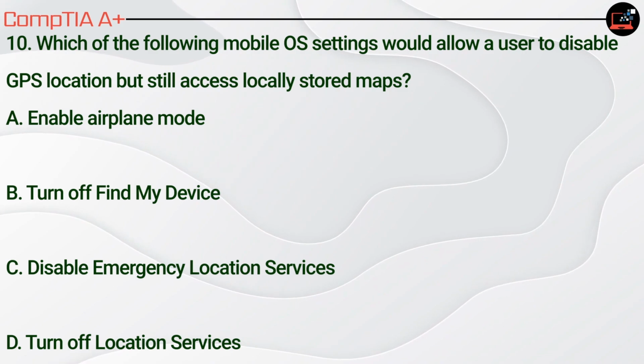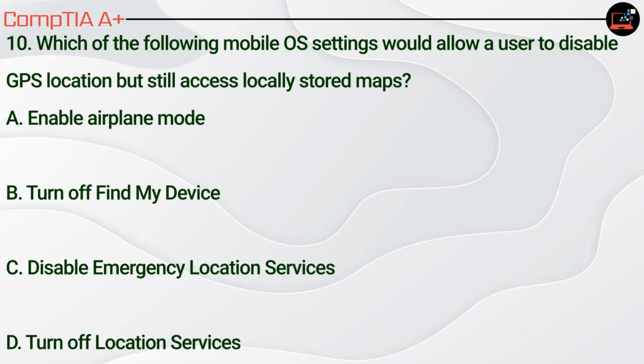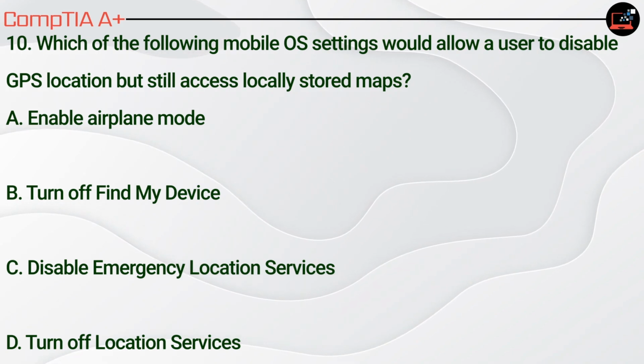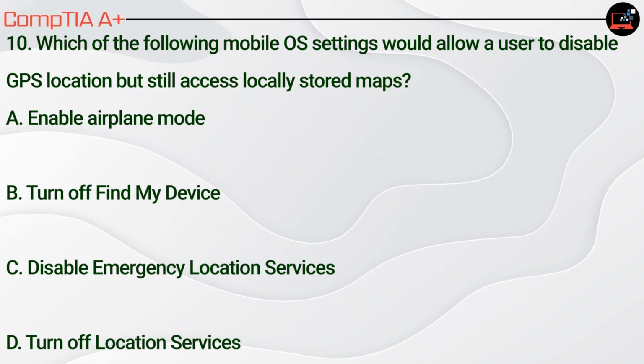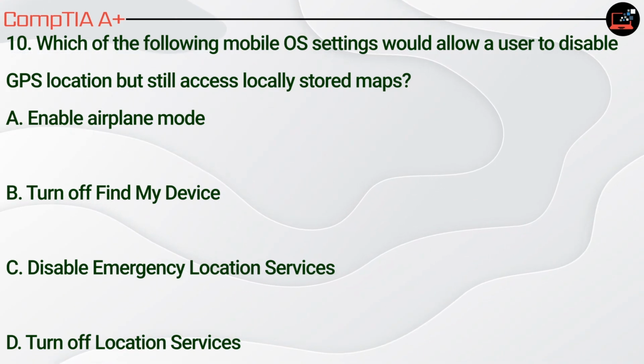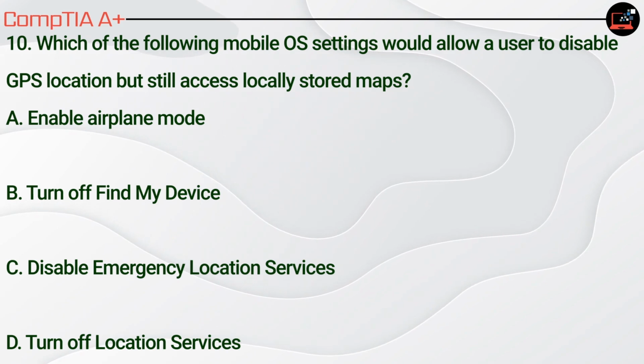Which of the following mobile OS settings would allow a user to disable GPS location but still access locally stored maps? A, enable airplane mode. B, turn off Find My Device. C, disable emergency location services. D, turn off location services.